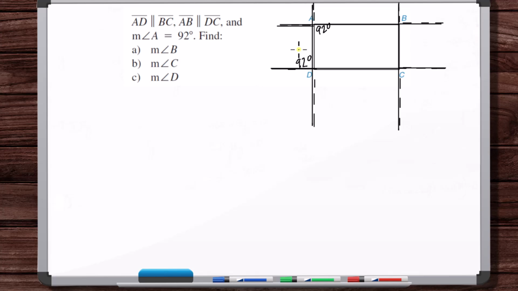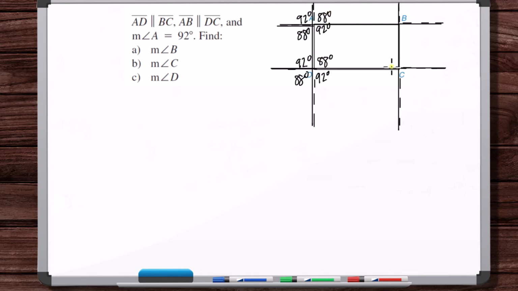Now, what else can we do? Well, this is 92 degrees, vertical angles. Now, we've got supplementary angles here and here, so 180 minus 92 is going to be 88. So that means vertical angles, this is going to be 88. Opposite interior angles, 88.